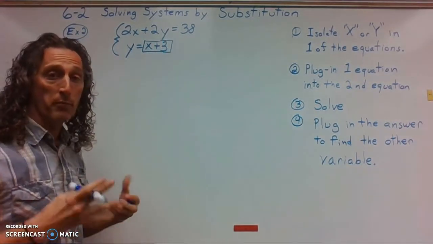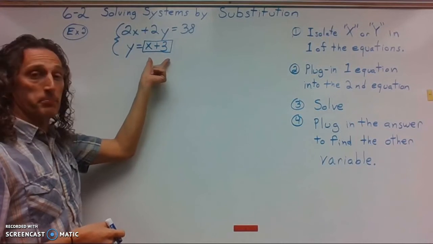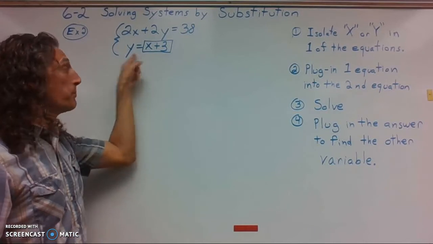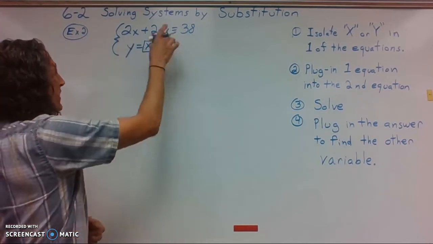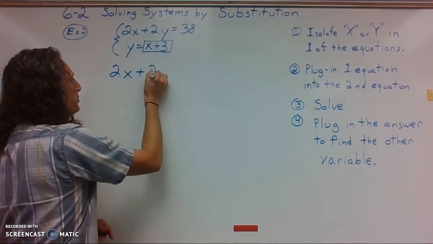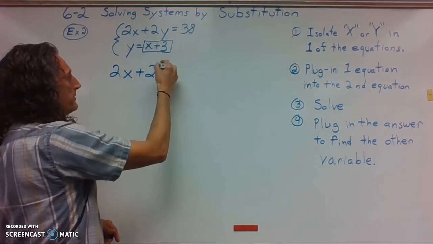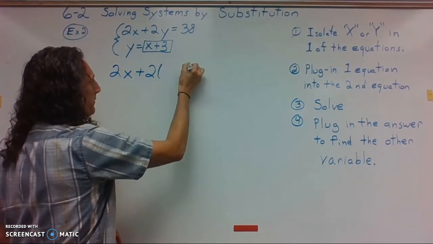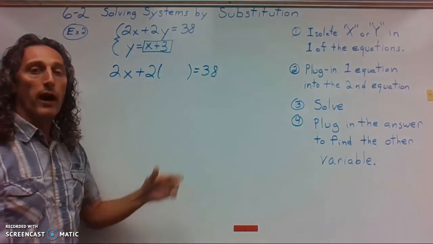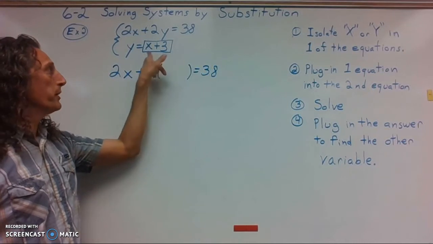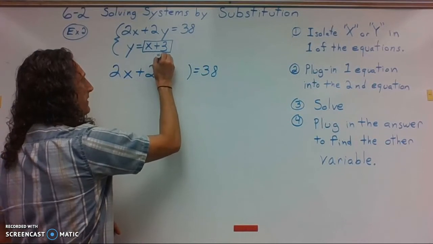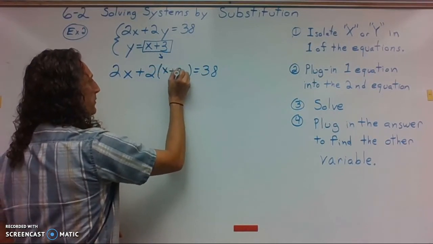And now, remember, I'm going to substitute this, because this x plus 3 is the same thing as the letter y. That's the power of the equal sign. So I'm going to rewrite this equation underneath it. So there's my 2x plus 2. Now I'm going to put my box there. So just for a moment, I'm going to put big parentheses equals 38. So you see how I don't have my y? I'm going to put this right here. I'm going to substitute that in. So this is where I get my x plus 3.